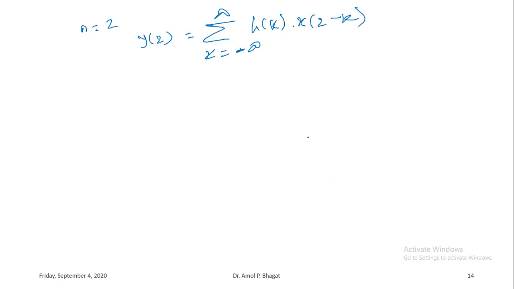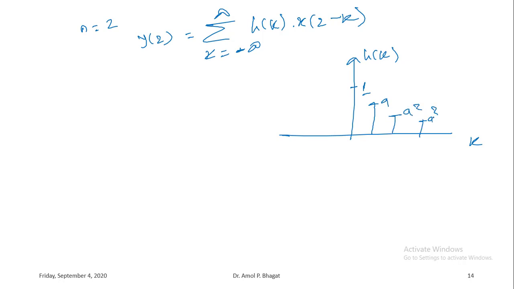Similarly, you can identify it for n is equal to 2. So for n is equal to 2, the formula will be y of 2 is equal to summation k from minus infinity to infinity h of k into x of 2 minus k. Okay, we have this h of k as it is, right? So h of k was 1, a, a square, a cube, a to the power 4 and so on. Okay, so at 0, 1, 2, 3 and at minus 1, minus 2, it was 0, right?